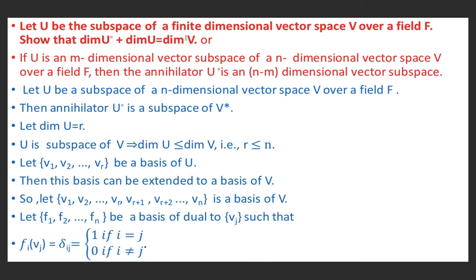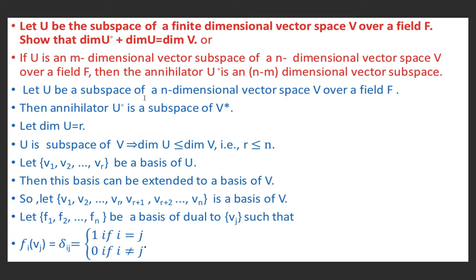Let U be a subspace of a finite dimensional vector space V over a field F. Then dimension of U dot, which is the annihilator of vector space V, plus dimension of U is equal to dimension of V. Or we can state this as, if U is an m-dimensional vector subspace of an n-dimensional vector space V over a field F, then the annihilator U dot is an n minus m dimensional vector subspace.